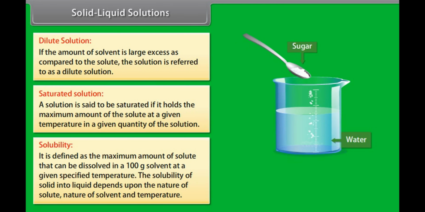It is defined as the maximum amount of solute that can be dissolved in 100 gram solvent at a given specified temperature. The solubility of solid into liquid depends upon the nature of solute, nature of solvent, and temperature.